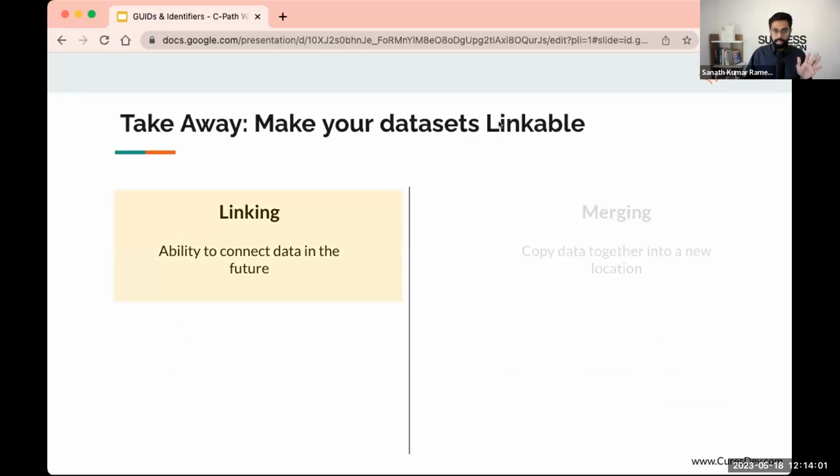If there's one key takeaway from this talk, it is this: make your data sets linkable. Create enough information in your data set so you have the ability to connect them in the future. Whether or not the data actually gets merged together is not under your control today, or may not be. But as long as you lay the groundwork, you lay the seeds today, they will eventually grow into a big tree that bears fruit and hopefully makes the data mergeable.